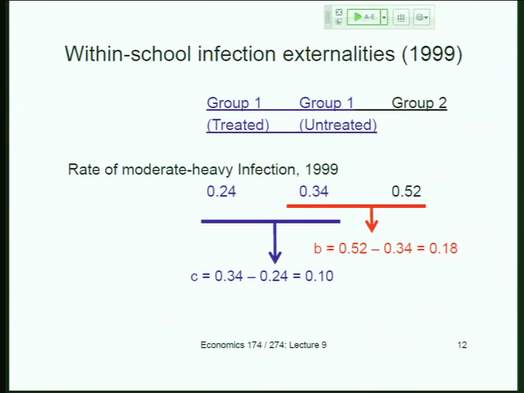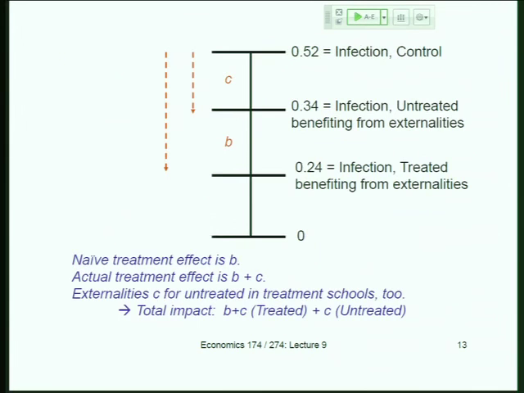This is another way to present this graphically. The difference between the infection level in the control group, which is 52%, and the infection in the untreated in the treatment school, who are benefiting from these externalities, is c. And then the further difference down to the 24% is b.